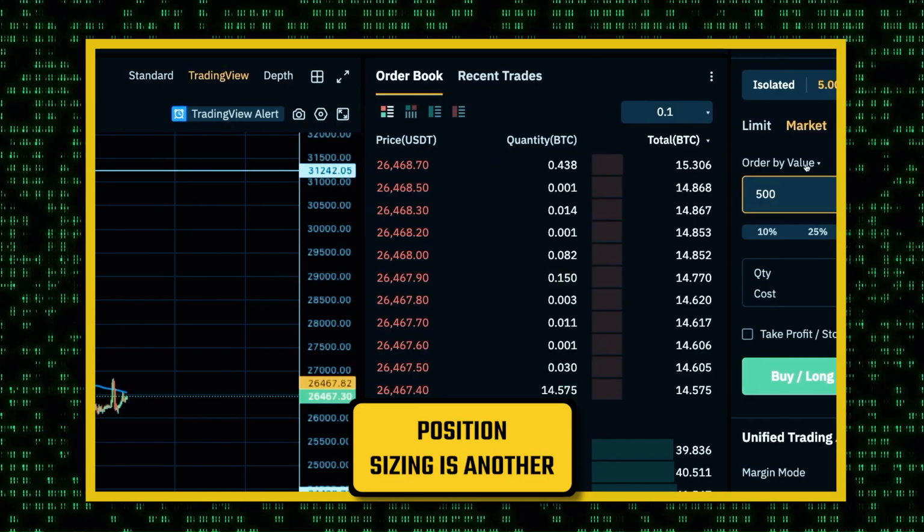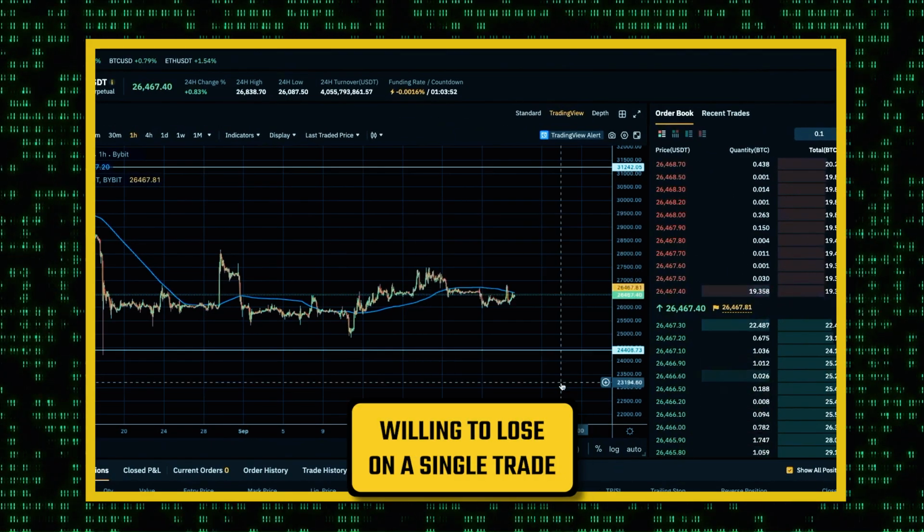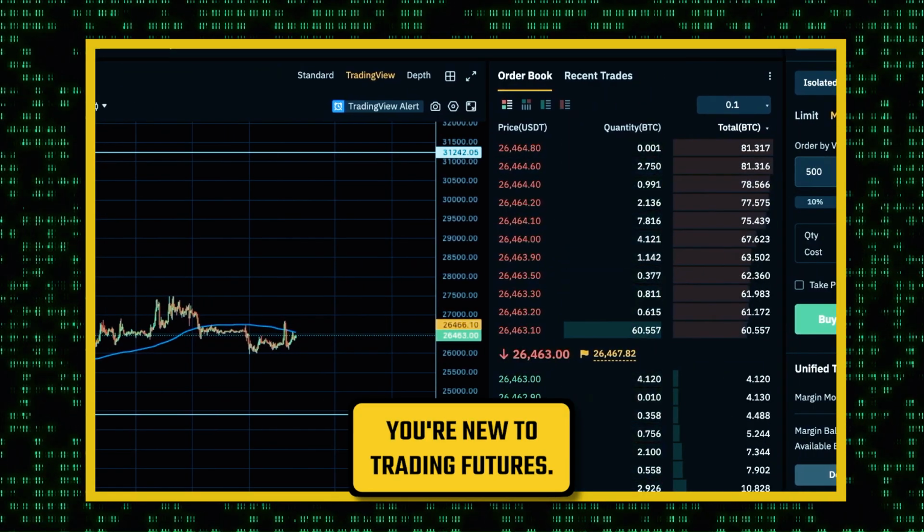Position sizing is another critical factor. Never risk more than you are willing to lose on a single trade, and avoid using excessive leverage, especially if you're new to trading futures.